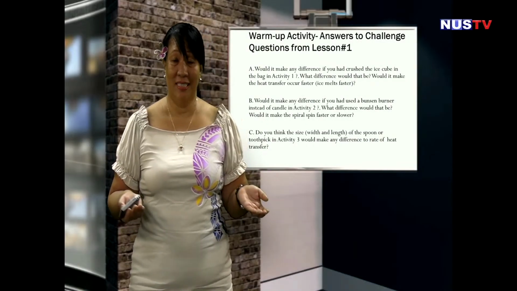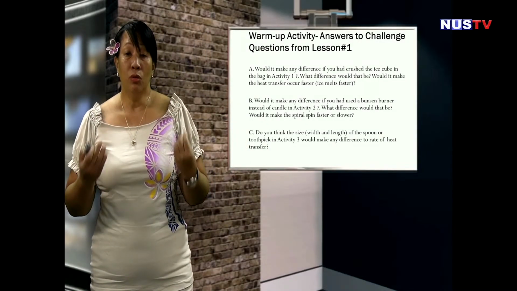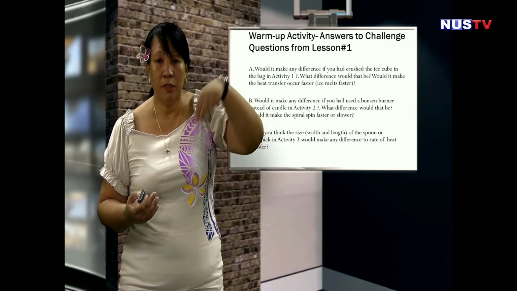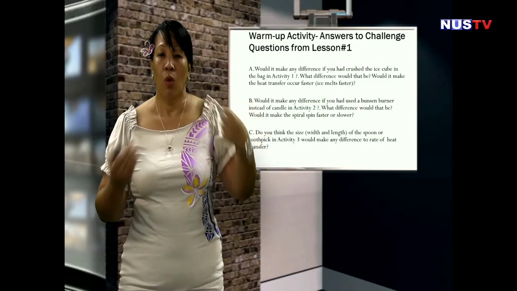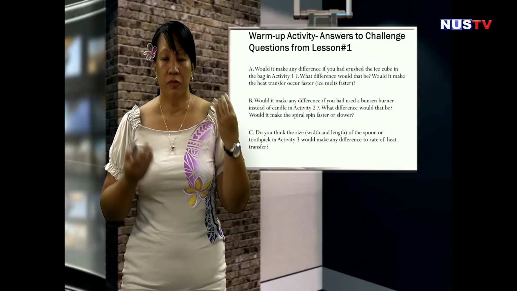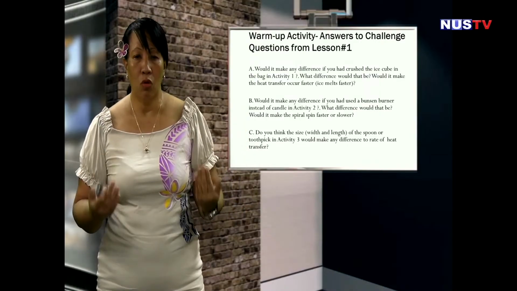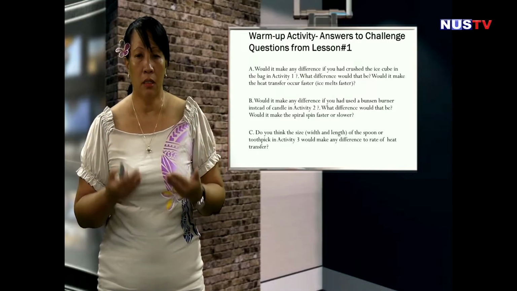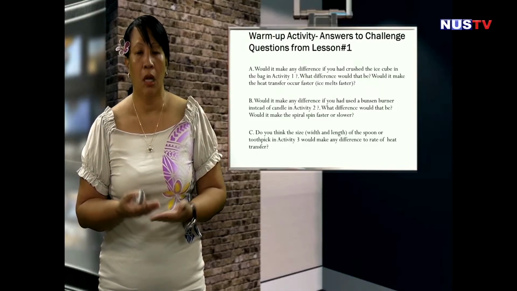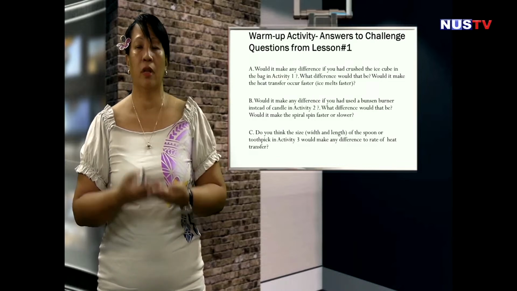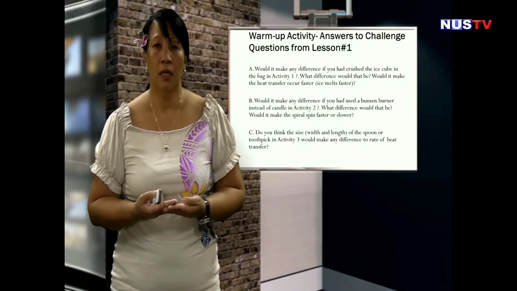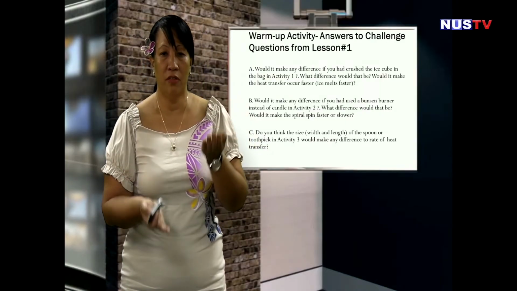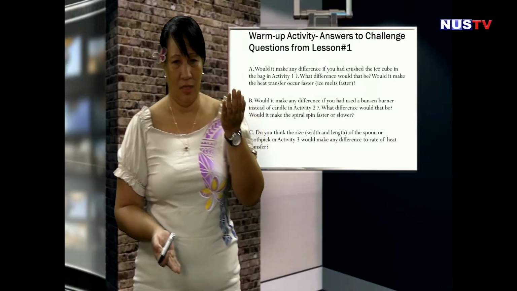The answer is yes. If you had used a stronger heat source, the spiral would have spun faster. Why? Because with more heat from a heat source, the higher the amount of heat, the higher the temperature difference, and also the higher the density difference. And that means the transfer of heat will be much faster.